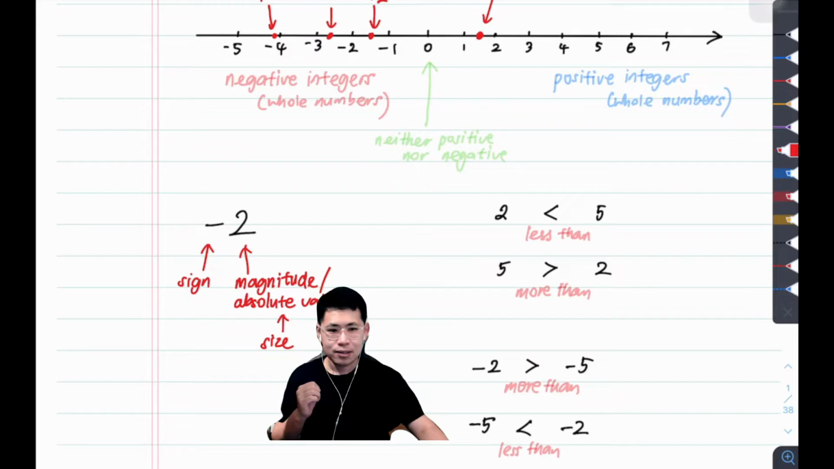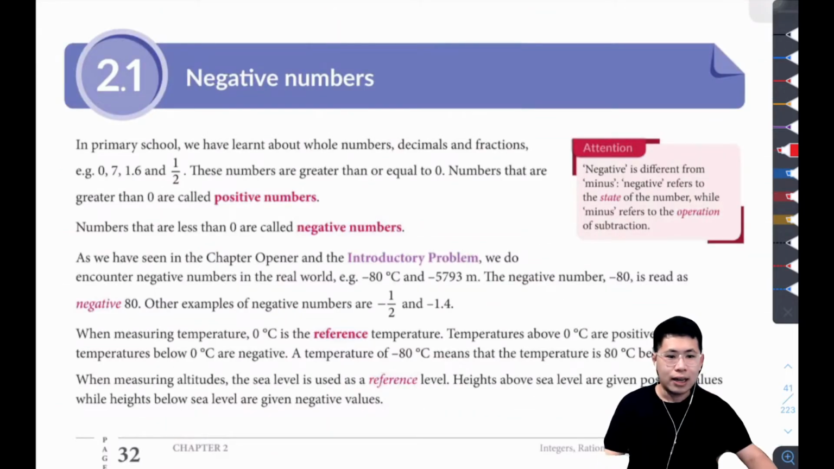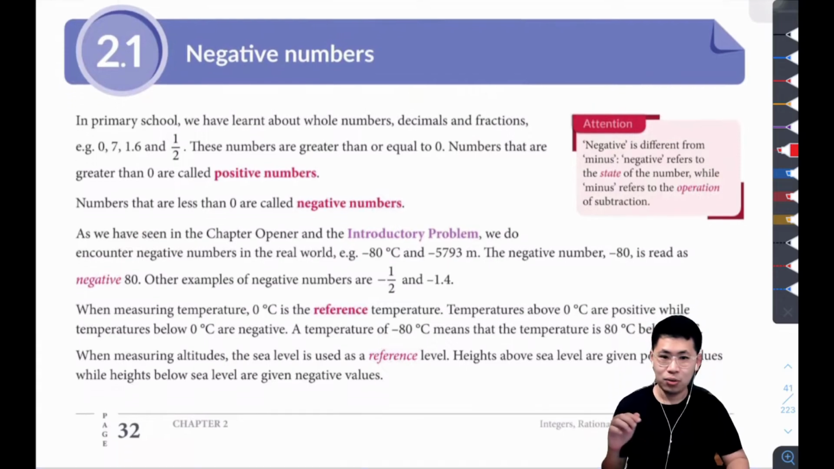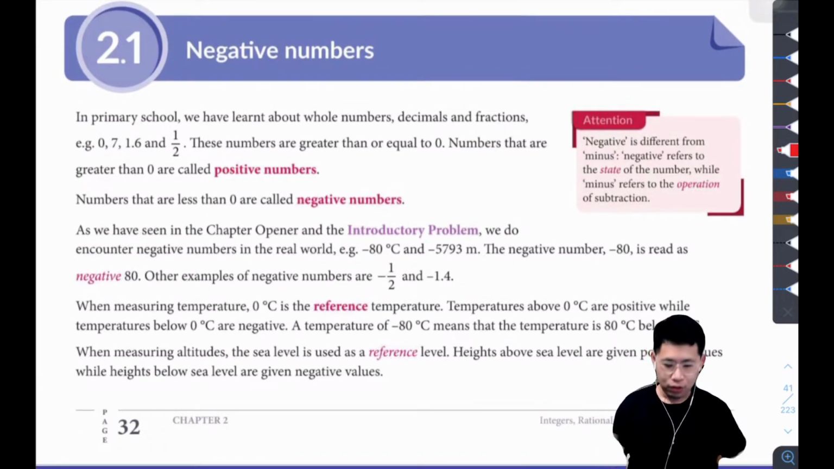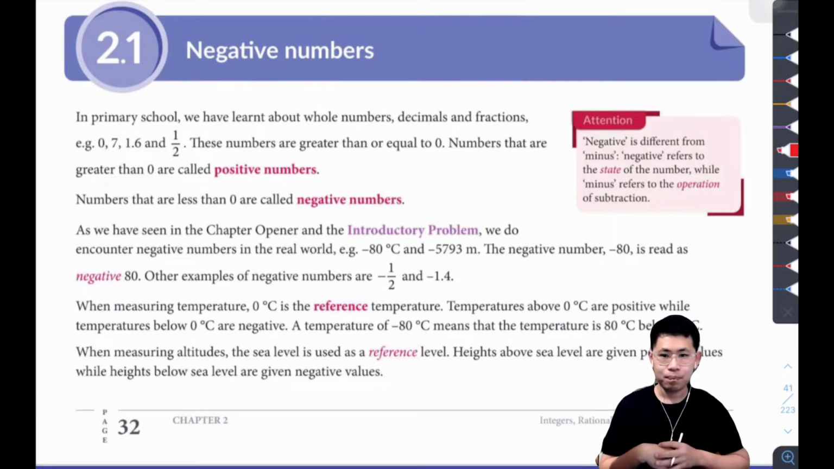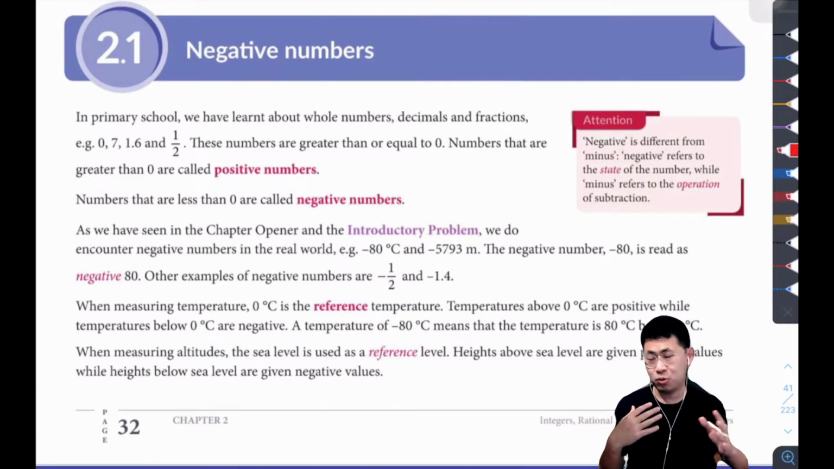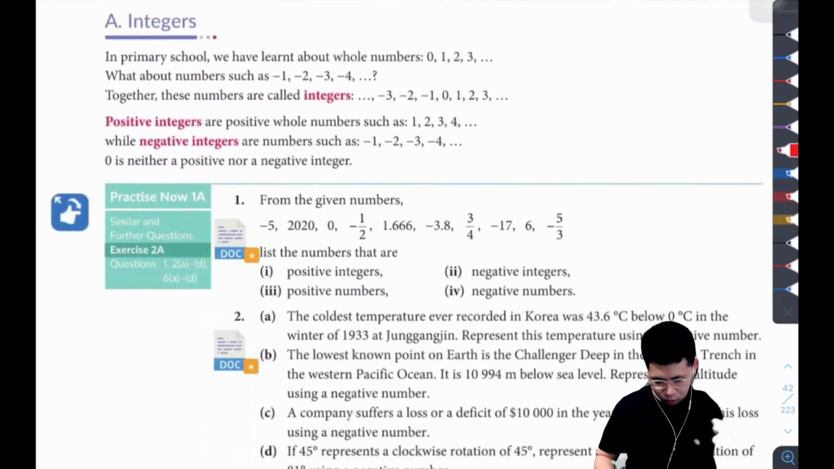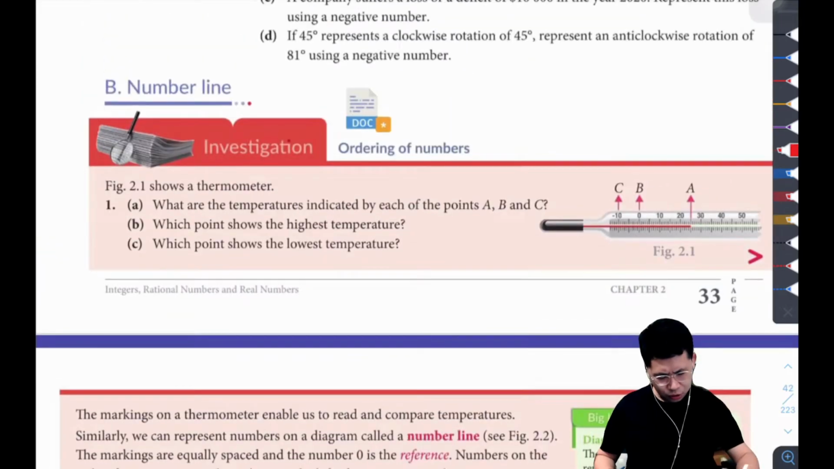Alright, let me pause. Okay, hello everyone, we are back into this one. So now let us transition to our textbook. And as you can see, we're on page 32 over here. If you're free, take your time to read through these descriptions of your textbook. I'm just going to jump straight to page 33 over here.